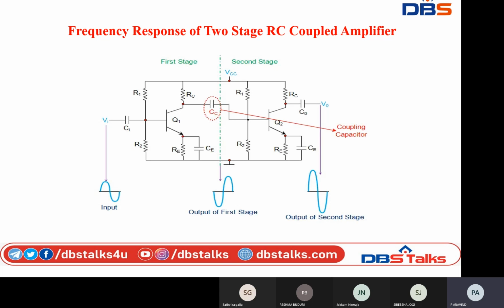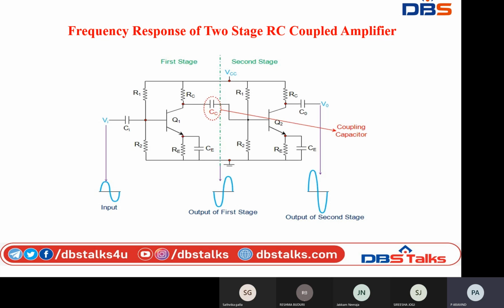Okay. Here initially we are applying an input signal at the base of the transistor Q1 in stage 1, right? So the applied signal is amplified, and it appears at the collector terminal with a phase shift of 180 degrees. See, initially this is the input signal, so the output of the first stage has a phase shift of 180 degrees, right?